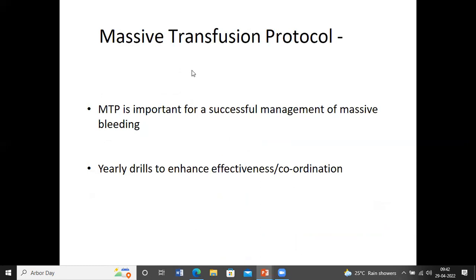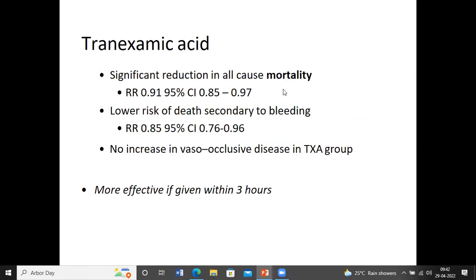So this kind of a protocol in place is important for a successful management of massive bleeding, and yearly or monthly or bi-yearly drills have to be done in hospitals which have trauma centers, so that this MTP protocol is effective and coordination is properly done for MTP. Tranexamic acid can also be given in this kind of an MTP situation, which again reduces the mortality.